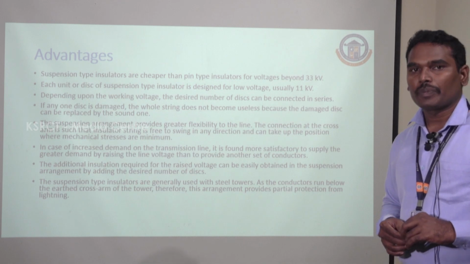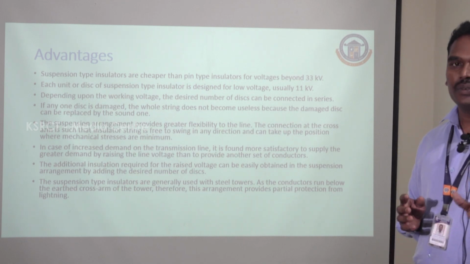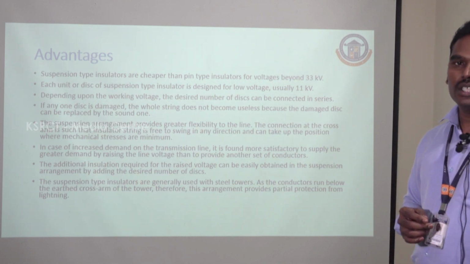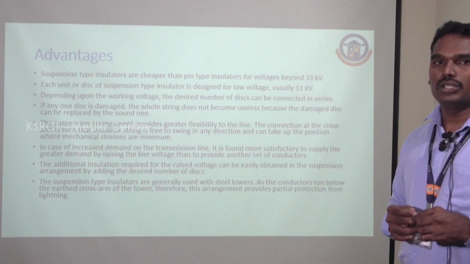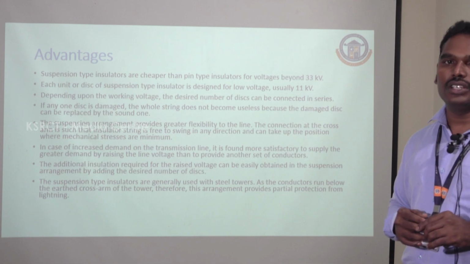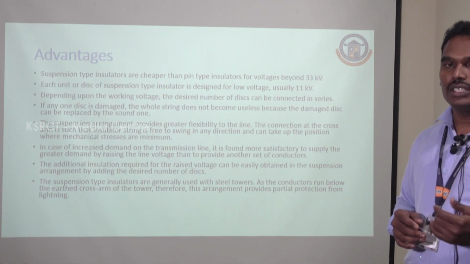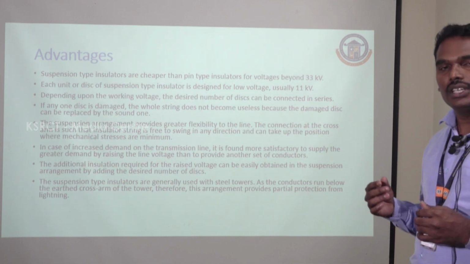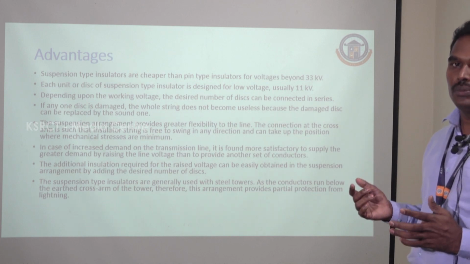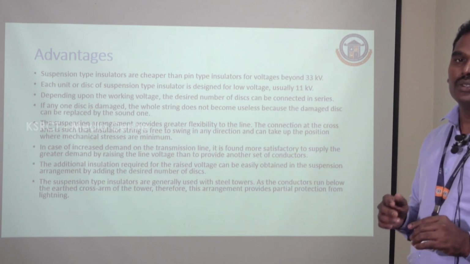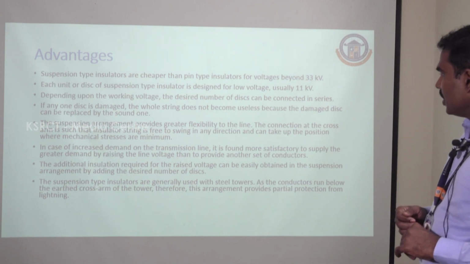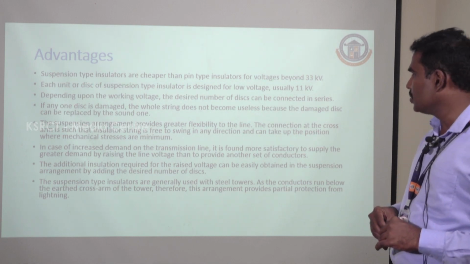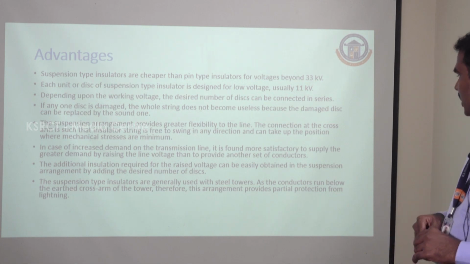If, in the present case, the line is designed for one range of voltage, in the future, if there is more demand, they increase the voltage to 132 kV or some other range of voltages. So they increase the number of insulators in the same structure, so we can utilize it for the higher voltages also.